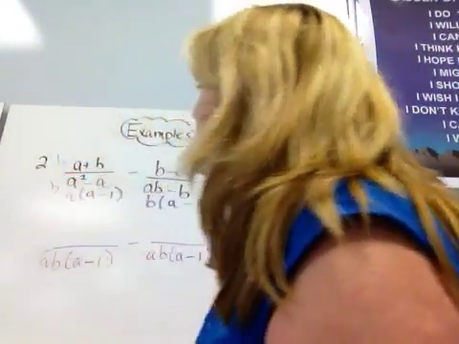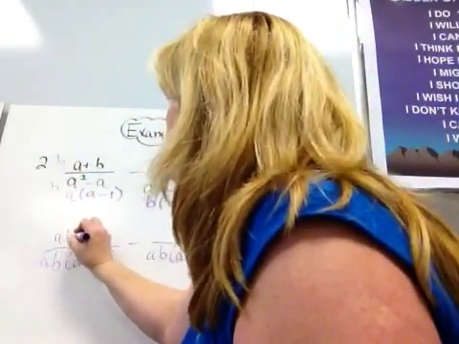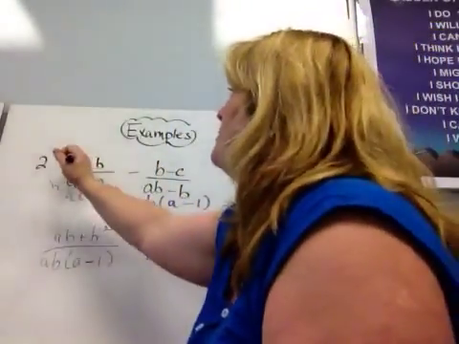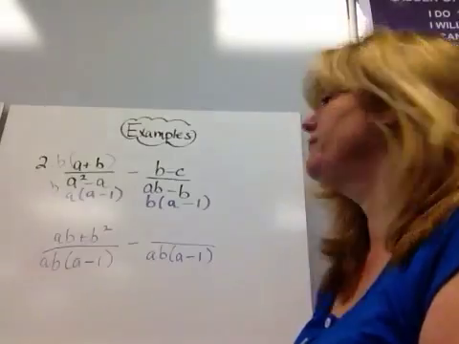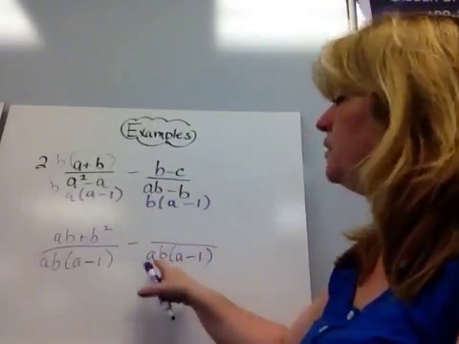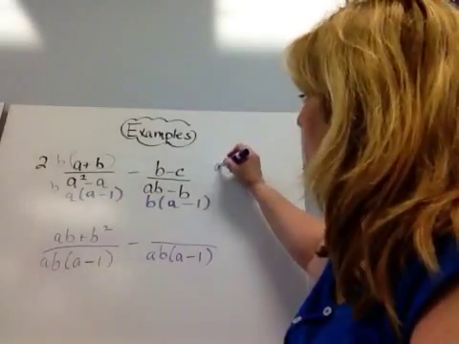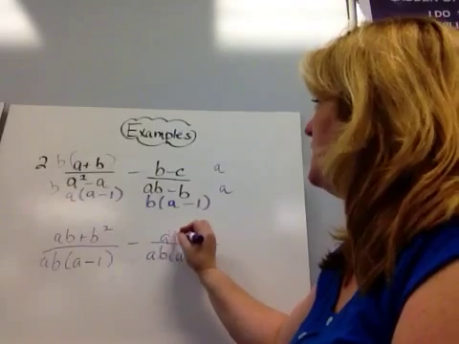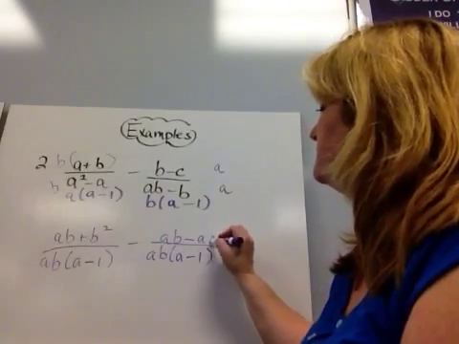b over b. So I have ab plus b squared because I have to use a distributive property, remember, and multiply that through. Here I have the b and I have the a minus 1, but I'm missing an a. So my smart 1 here is a over a, and so I have ab minus ac.